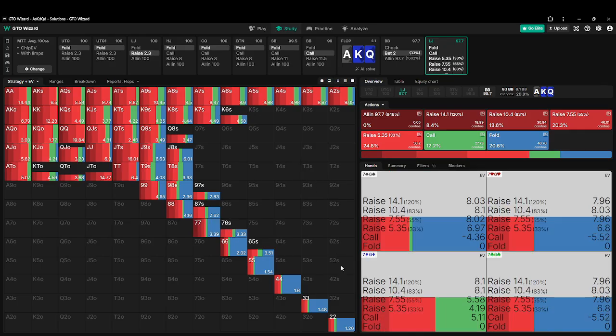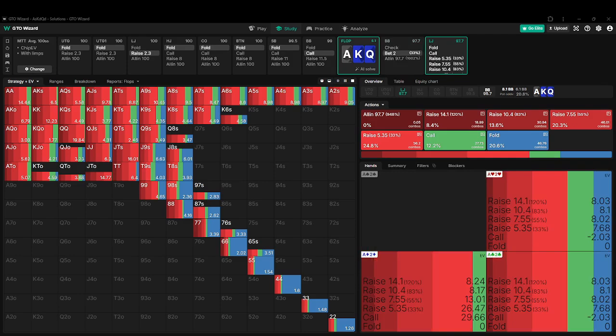But the reason for this basically comes down to the equity, because if you think about it, the board just sort of crushes our range.